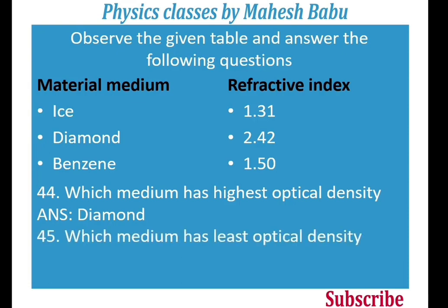Next, which medium has the least optical density? Which has the low refractive index will have the least optical density.